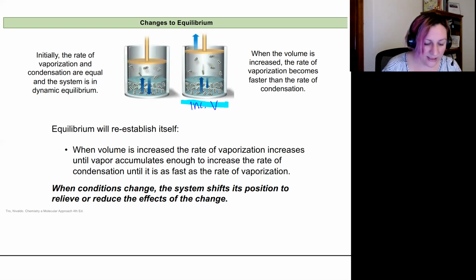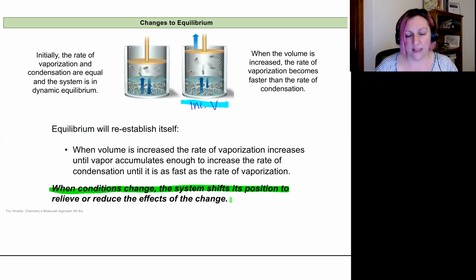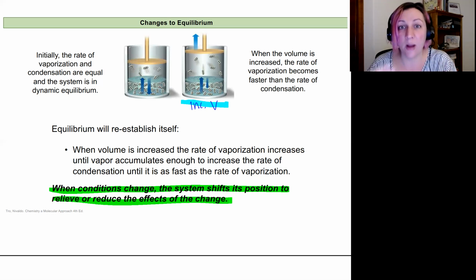And so the really important takeaway here is that when you change the conditions of a system that's at equilibrium, it's going to shift the process to relieve the effects of that change. It's going to find a way back to equilibrium every single time, which is so interesting. And then we'll see this with chemical reactions, and we see this with physical processes too.